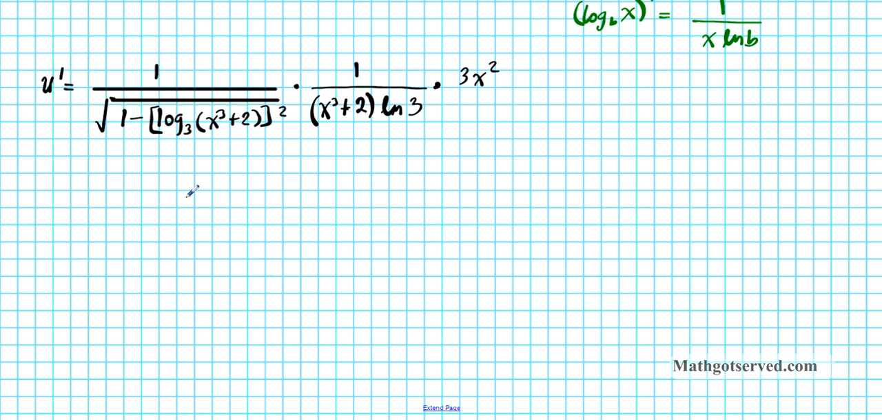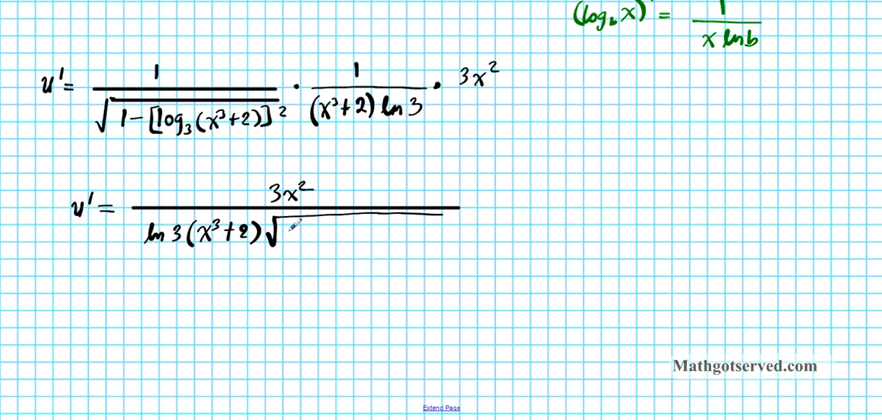Let's make it look pretty. So u prime is going to be 3x squared divided by, in the denominator, ln 3 times (x to the third plus 2) times the square root of 1 minus the log base 3 of (x to the third plus 2) raised to the second power. That's u prime.